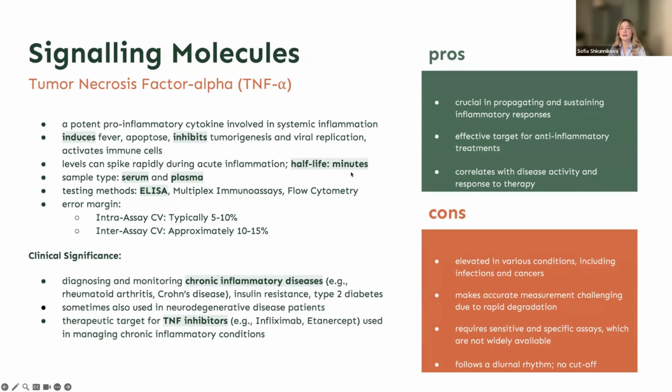What I will say is that altogether, the pros of these signaling molecules is that they have obviously central roles in initiating and sustaining the acute inflammatory response. However, the cons are that they are quite difficult to measure compared to, again, the very established assays such as the one for CRP. They have multiple forms, and they are also influenced by a diurnal rhythm, which means that it's very, very hard to establish cutoff values.